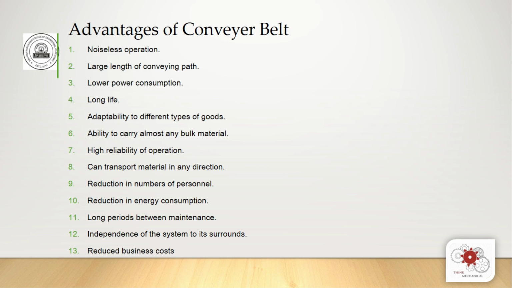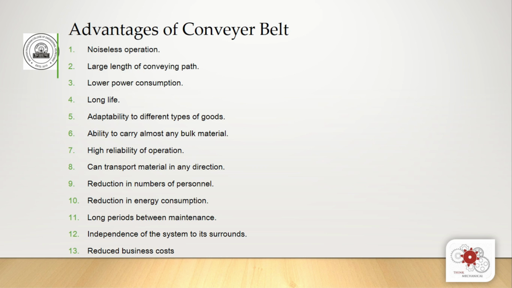Likewise in industrial applications also, where we have to travel a smaller distance and we cannot transport it manually. Those are the advantages of belt conveyor. We'll see them one by one. First of all, it is a noiseless operation. Second, a large length can be covered for conveying the material from one place to another place.